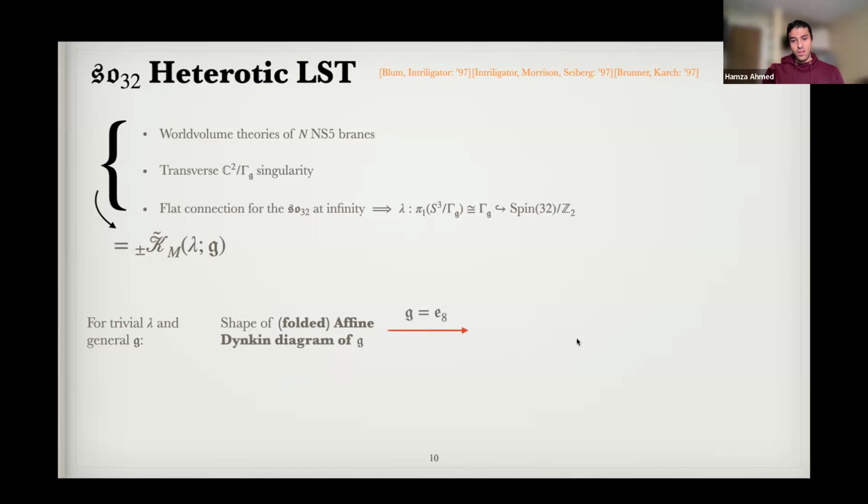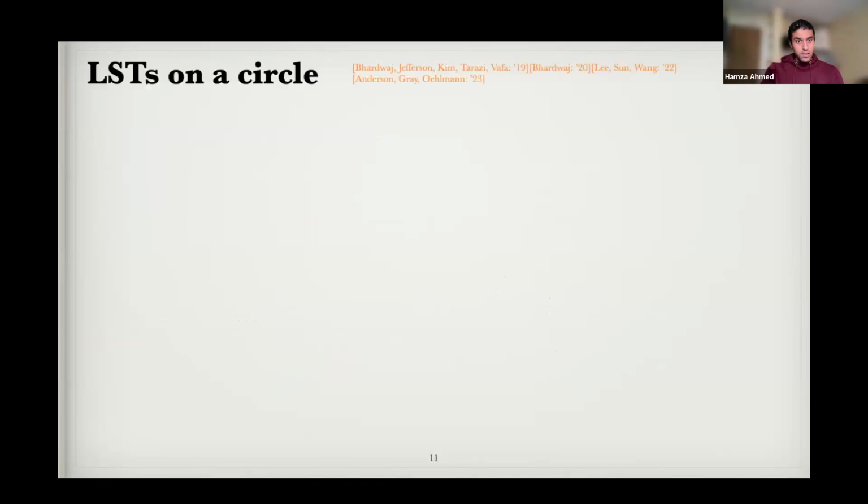So consider the singularity E8. In this case, this is the quiver that you get. And in particular, note that the number of NS5 branes now is encoded in the rank of these gauge algebras. All right. So as I said, we want to look at the T-duality of these theories.